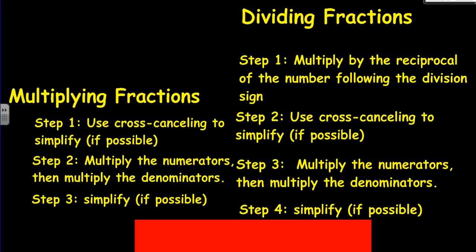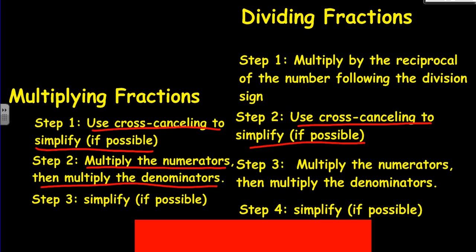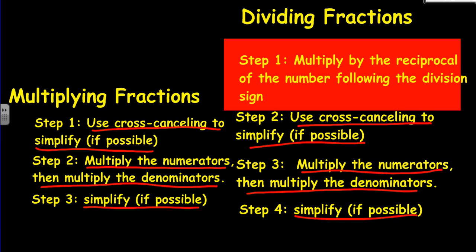Here we get to take a look at some of the similarities and differences between multiplying fractions and dividing fractions. If you notice, step 1 in multiplying fractions is exactly the same as step 2 in dividing fractions. The same is true for step 2 in multiplying and step 3 in dividing. And the last step is also exactly the same. So the only difference between multiplying fractions and dividing fractions is this step right over here, multiplying by the reciprocal of the number following the division sign.